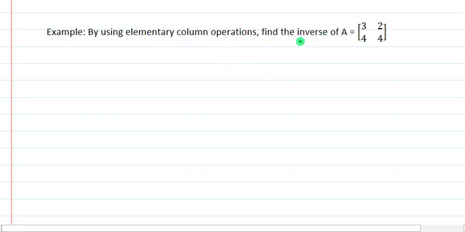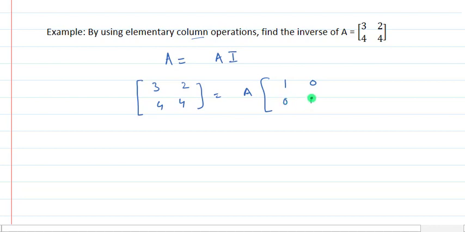Now let us find the inverse of the same matrix by using column operations. So in the same way, let us write A is equal to AI. Let us write the value of A over here. It is 3, 2, 4, 4 is equal to, write this A as it is and matrix I as this one over here. Now we need to make it 1.